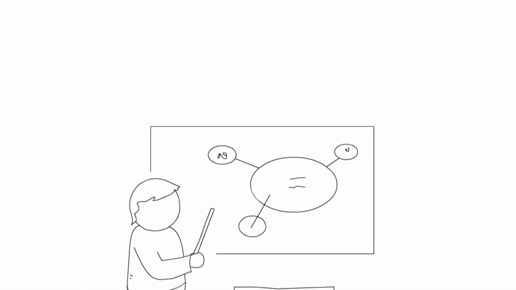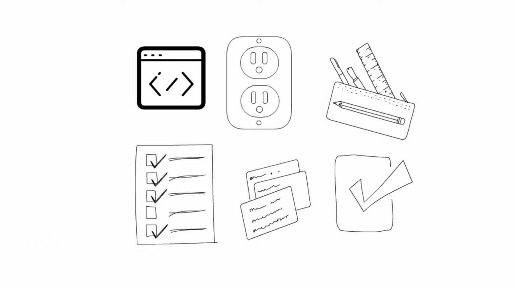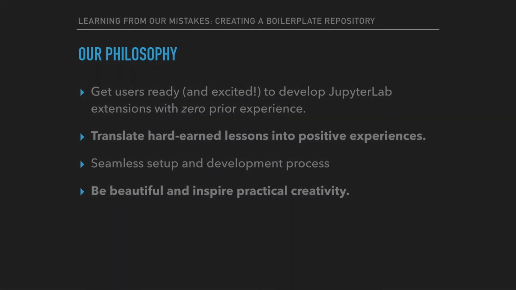So we decided to get back together and talk about what we've learned about JupyterLab extensions. Can we glean anything from this? And what emerges from those conversations is a set of best practices that we refer to as JLab Scaffold. This is the repository that we offer to developers within Capital One when they need a JupyterLab extension.